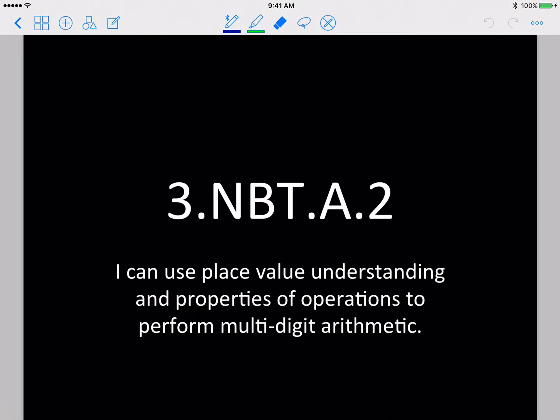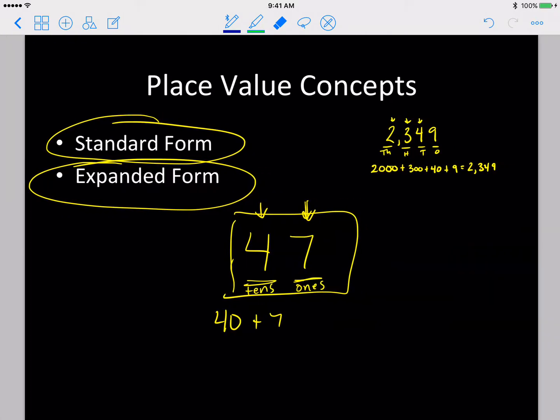Hey everyone, today we're going to be working on 3.NBT.A.2, and that says I can use place value understanding and properties of operations to perform multi-digit arithmetic. So we're going to be learning about addition and subtraction and some strategies that we're going to be using to practice those skills. That will hopefully deepen your understanding so we can become more fluent.